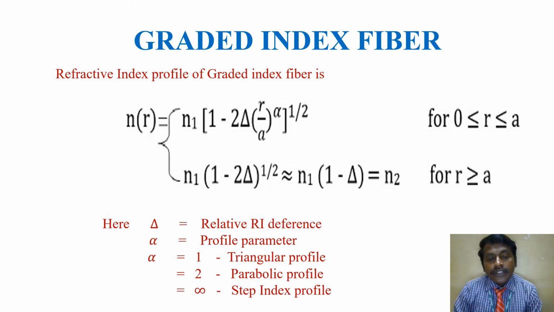If alpha equals 1, as I told you, it is a triangle profile, and alpha equals 2 is called a parabolic profile. When alpha equals infinity, it is called a step index profile. For 0 to A, this is the equation, and above A, that means R is greater than or equal to A, it is equal to N2, the cladding refractive index. That can indirectly be represented as N1 of 1 minus 2 del, approximately equal to N1 of 1 minus 2 del whole power of. So this represents the refractive index profile of graded index fiber.